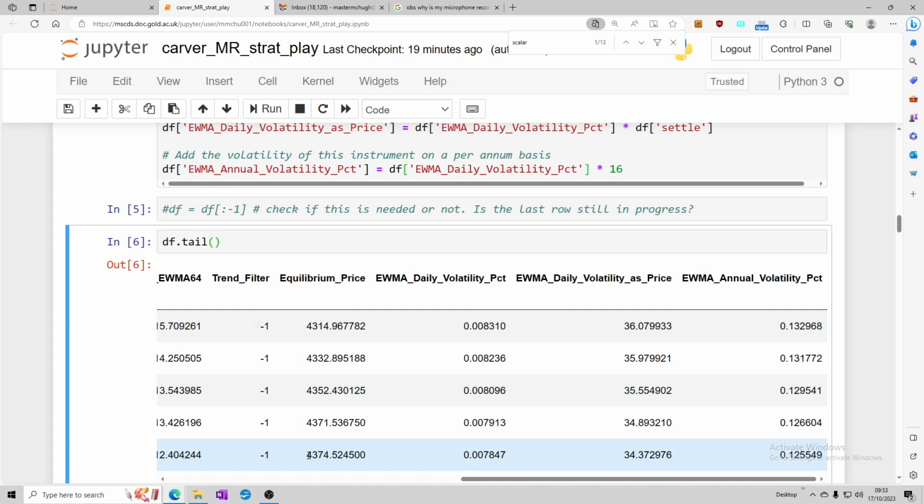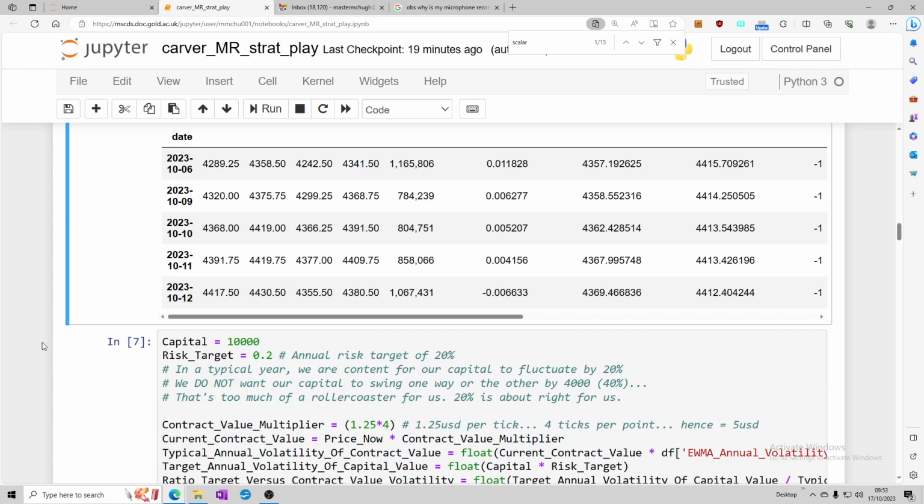The equilibrium price, or the mean price, is 4374 at the moment. We have the daily volatility in percentage terms, so 0.78%. In price terms, that's just over 34 points on the S&P contract. And the annual volatility in percentage terms is 12.5%. So I'm confident I've not made any mistakes, because I just happen to know that US equities have an annual volatility that is something like this. Sounds about right to me, 12% or so.